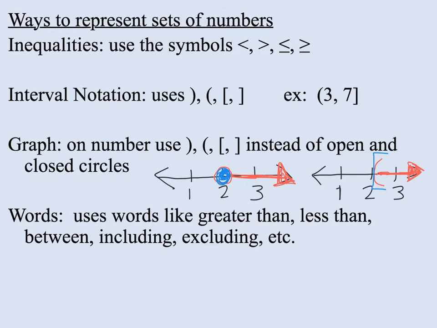And then the last way that we can represent a set of numbers is actually writing it out in words. We can use words like greater than, less than, between, including, excluding, and there's lots of different ways sets can be written in words.